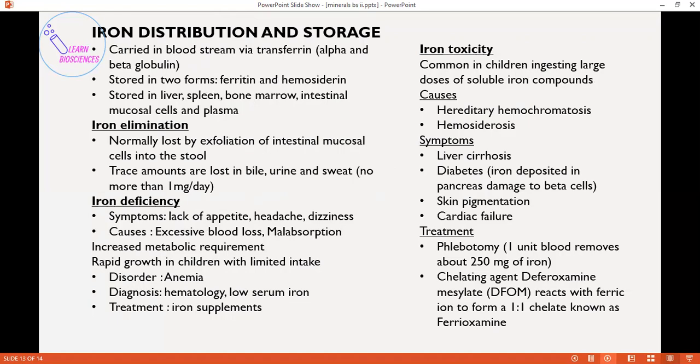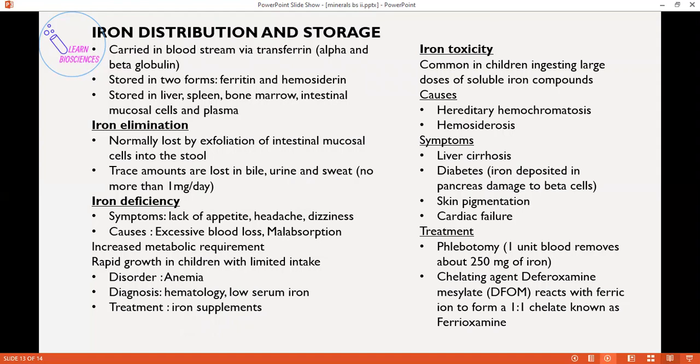Iron distribution and storage: it is carried in the bloodstream via transferrin, a protein, alpha and beta globulin, and stored in two forms, ferritin and hemosiderin. These are also the two proteins, along with transferrin, by which iron attaches and travels in your body. It is stored in the liver, spleen, bone marrow, intestinal mucosal cells, and plasma.